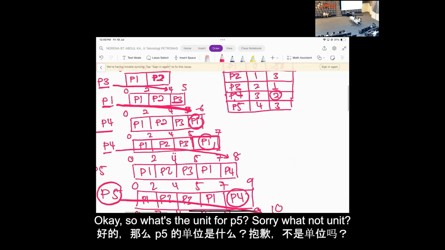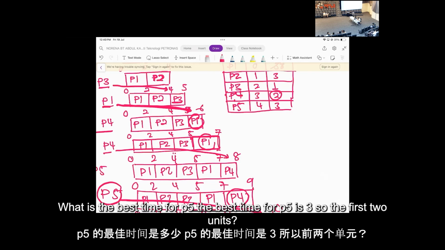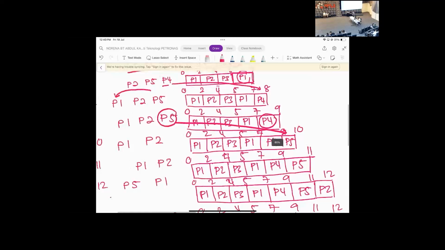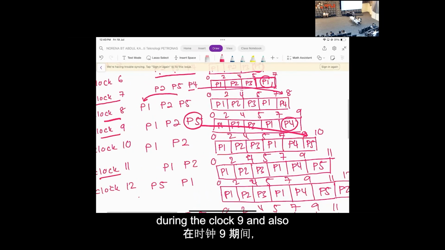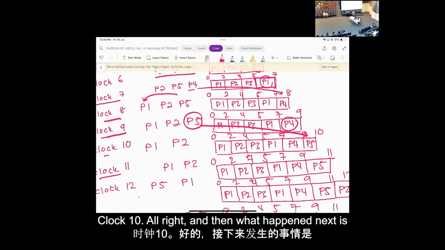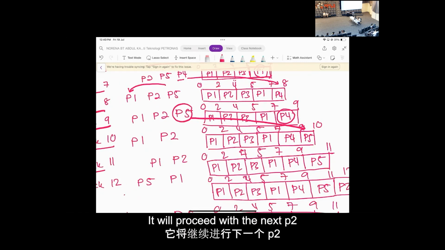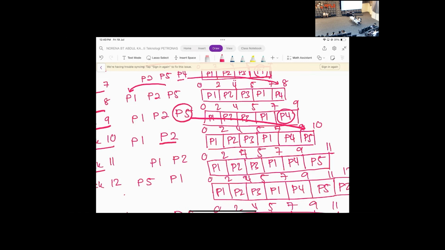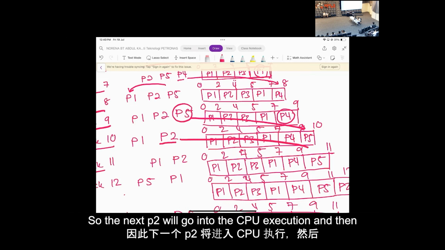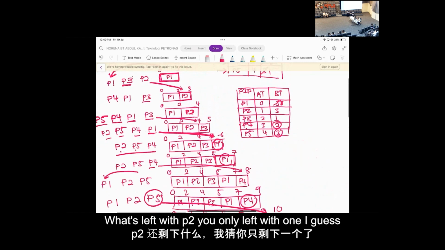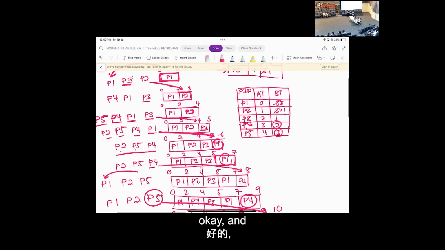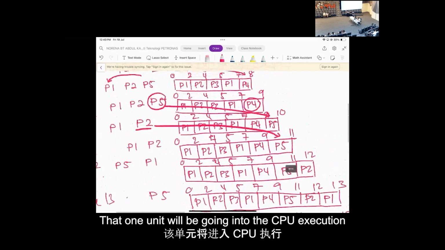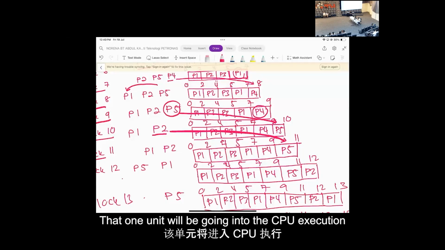what's the unit for P5? Sorry, not unit. What is the burst time for P5? The burst time for P5 is 3. So the first 2 units will go in during clock 9 and also clock 10. All right? And then what happens next is it will proceed with the next P2. So the next P2 will go into the CPU execution, and what's left with P2? You're only left with 1, I guess. And that 1 unit will be going into the CPU execution.